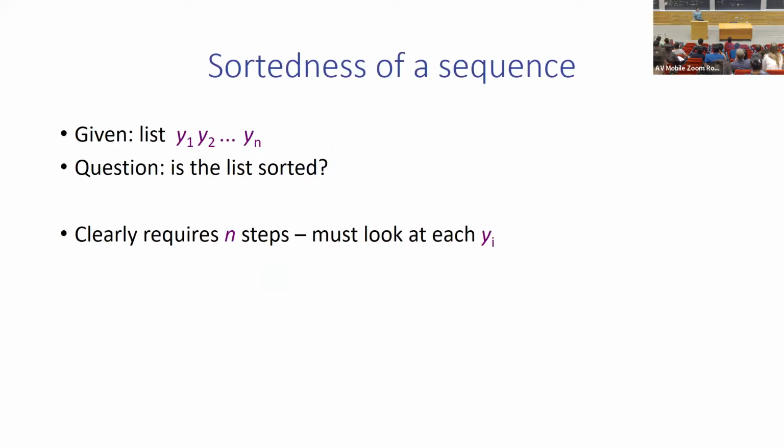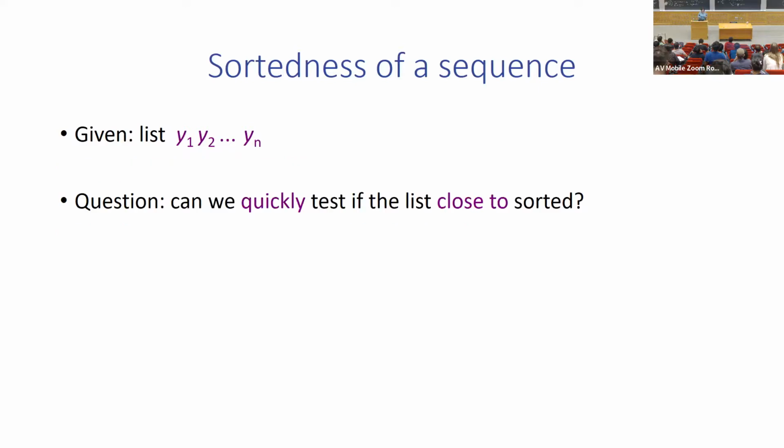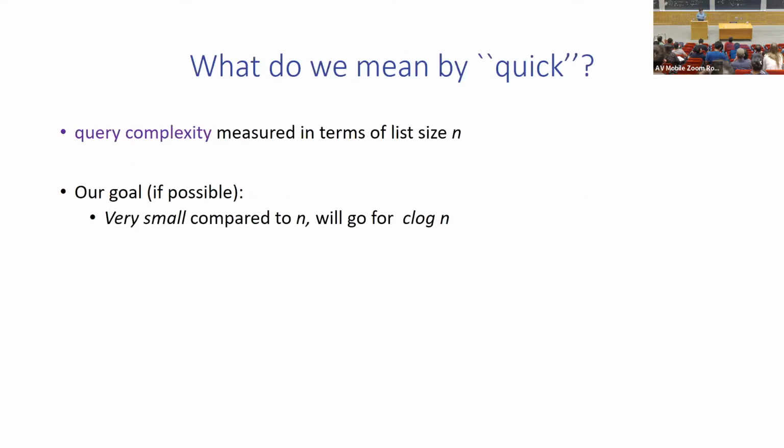Okay, so I want to talk about a simple property tester, and I'm going to talk about sortedness. This is a type of monotonicity testing. I'm giving you a list of numbers, y1 through yn, and the question is: is this list sorted? Clearly, to figure out exactly if it's sorted, you have to look at everything. But what we want to test is if the list is close to sorted. The query complexity is going to be measured in terms of the list size, but what we want is some running time that's really small compared to the list size n, and we're going to go for c times log n. That's the goal, so logarithmic in the list size.